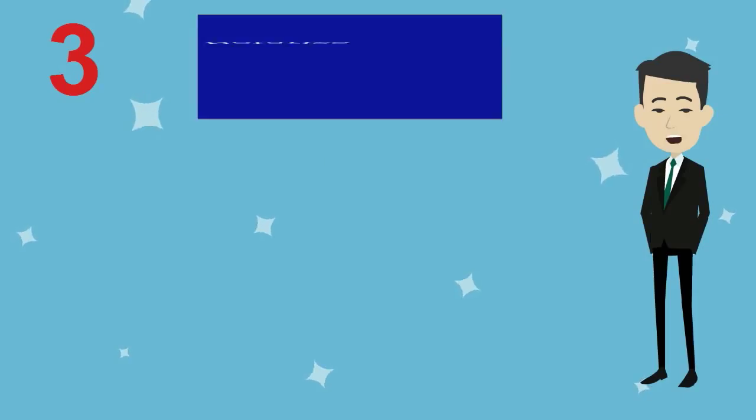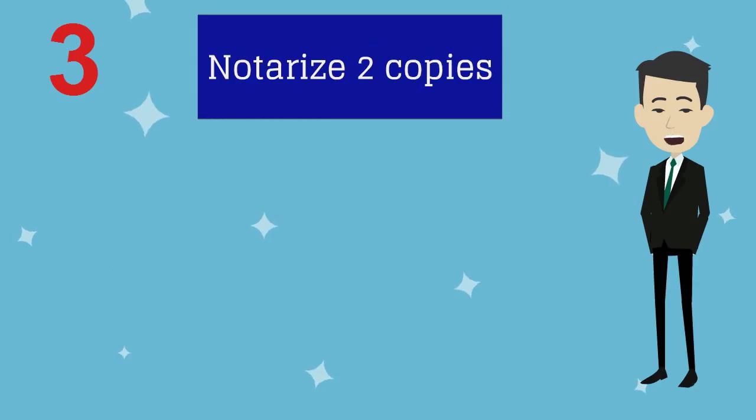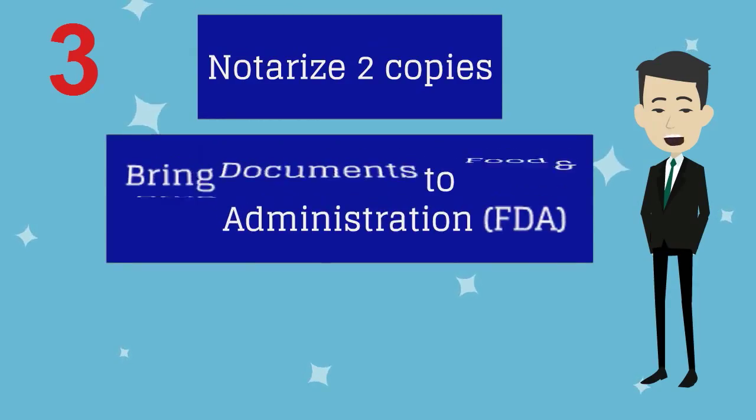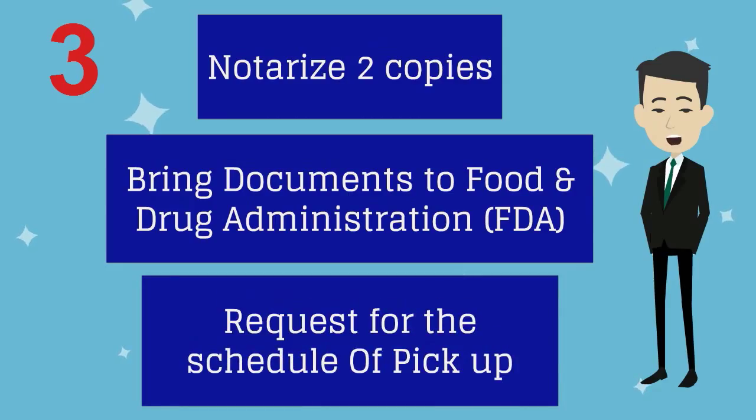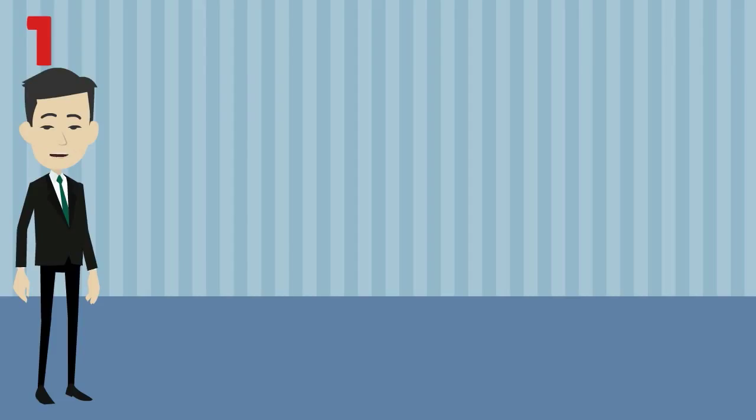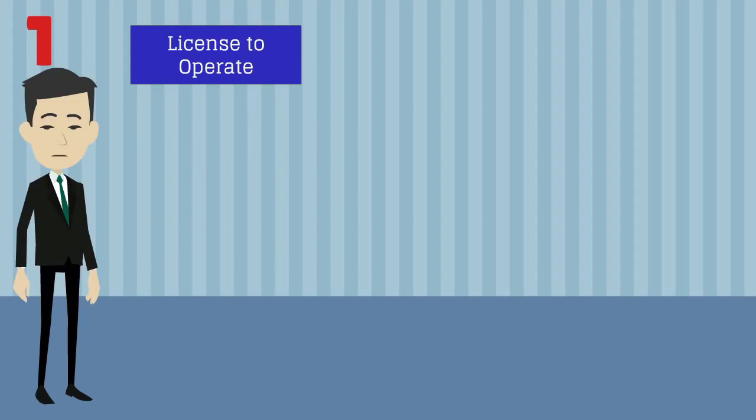Then, these documents will be returned to the store. Step 3. Upon receiving, pharmacist must notarize 2 copies of documents using petty cash. Bring the documents to FDA for validation and request schedule of pickup for store copy. Lastly, we will focus on areas inspected by FDA during visit.